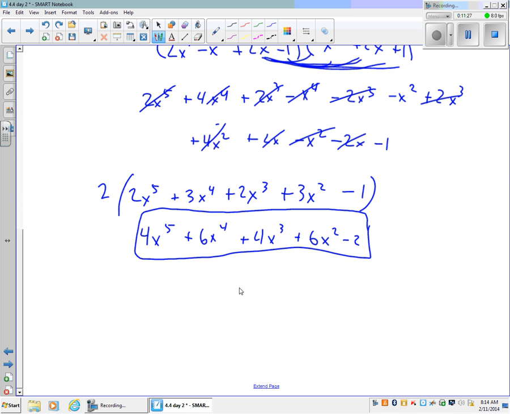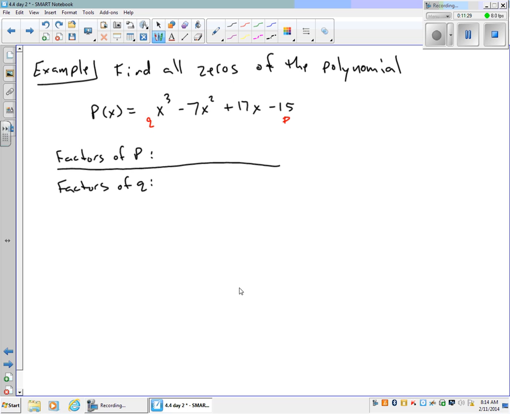Okay, let's look at the last example here. And we have to find all zeros of the polynomial p of x, where we have x cubed minus 7x squared plus 17x minus 15. P is negative 15. I need the factors of negative 15. So anytime I have to find all the zeros and I can't factor the polynomial, I need to do this p over q to make my list of all possible rational zeros.